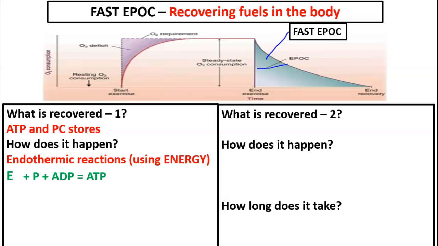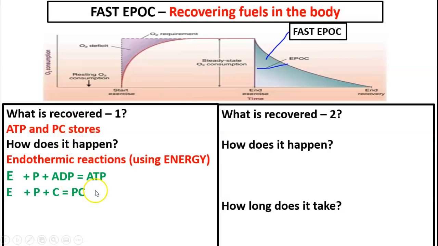And exactly the same system works for PC. I said on the previous slide, because we've used our PC, we're left with P plus C. Because now we've finished and we're in recovery, we have energy which can be used to put together E plus P plus C equals PC. That then allows us to get back those PC stores that were depleted on the previous slide, in real terms while we're exercising at high intensity. Now, last thing we have to have a look at with regard to this, so we know we have to recover ATP and PC stores.